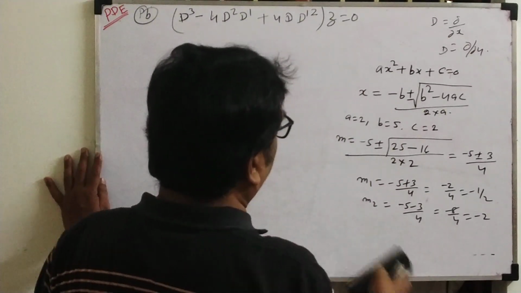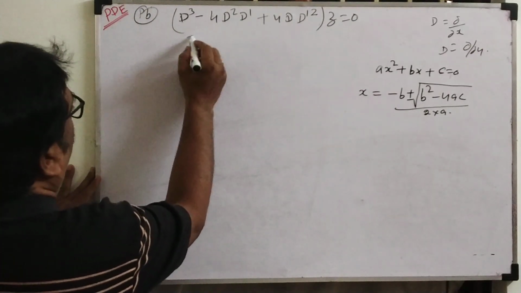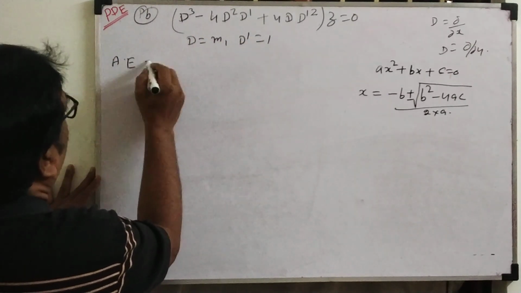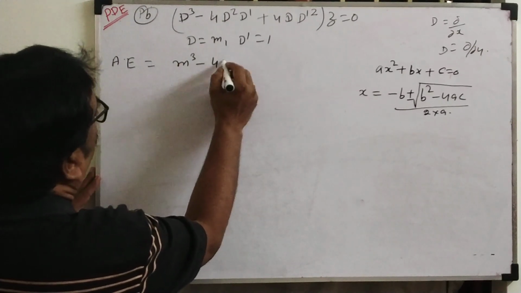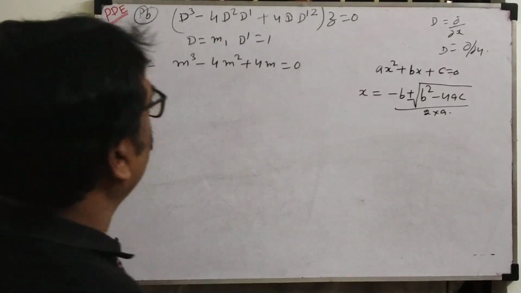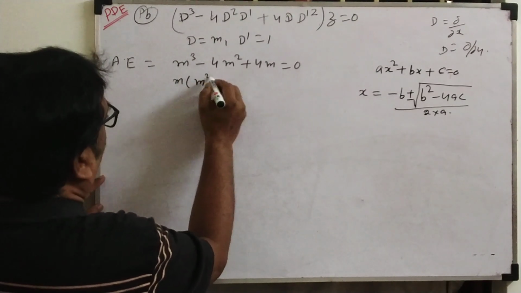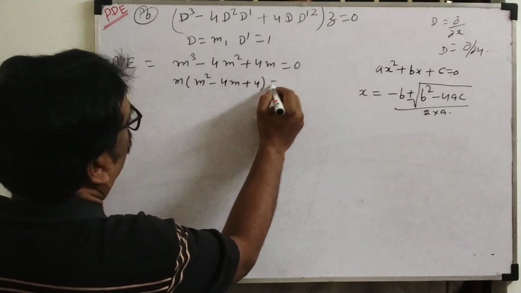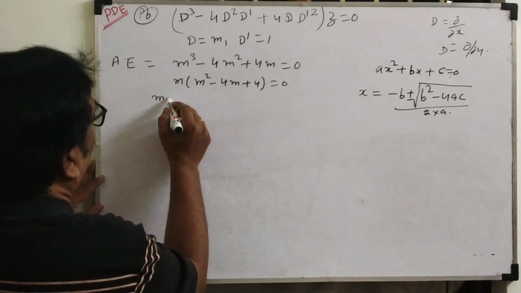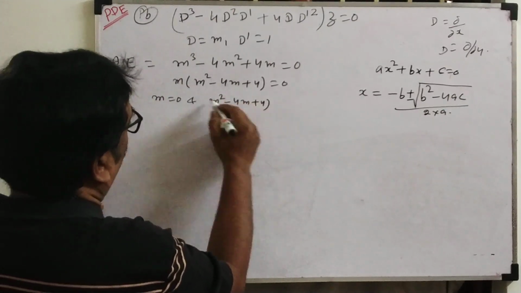So, let us see here. What will the auxiliary equation be? Already you know D is equal to m, D dash equal to 1. So our auxiliary equation will be m cube minus 4m square plus 4m equal to 0. Now m is there everywhere, so take m common: m times m square minus 4m plus 4 equal to 0. Because it is a 3 degree equation, 3 roots will come. So the first root is m equal to 0, and m square minus 4m plus 4 equal to 0.